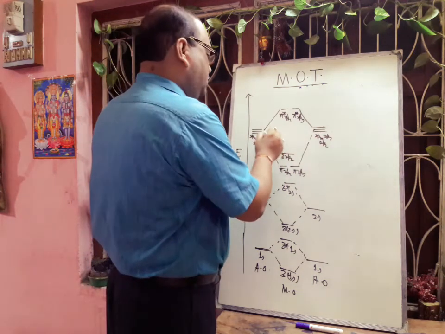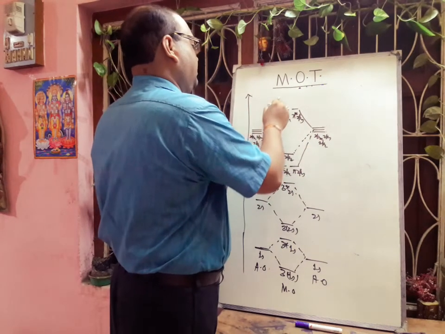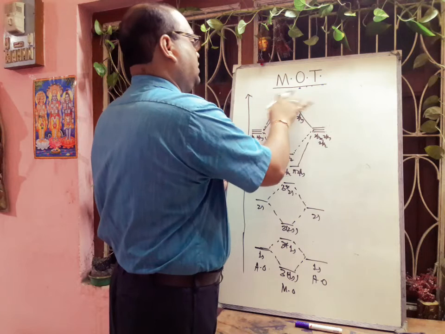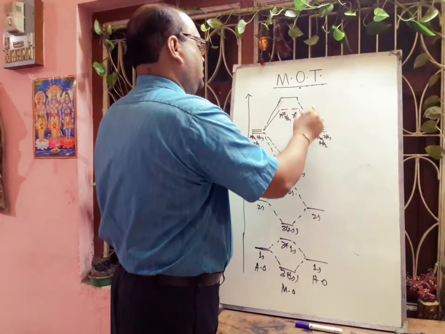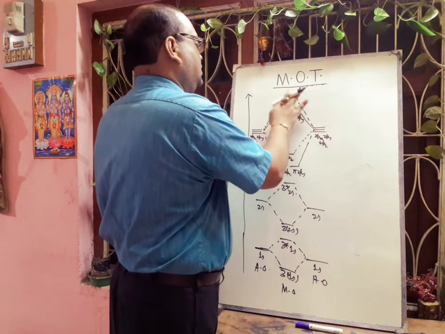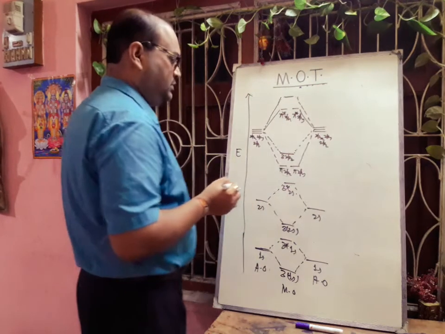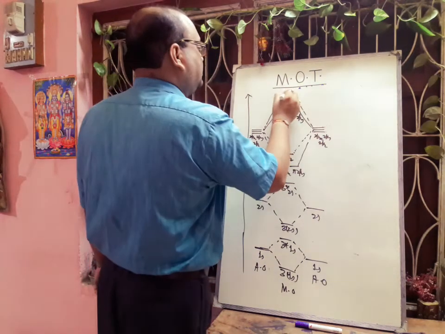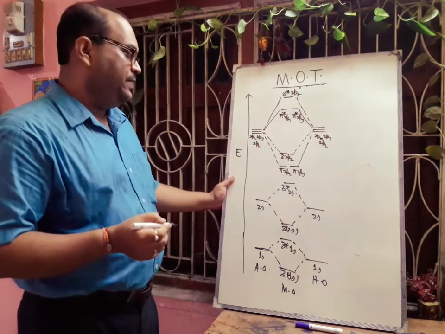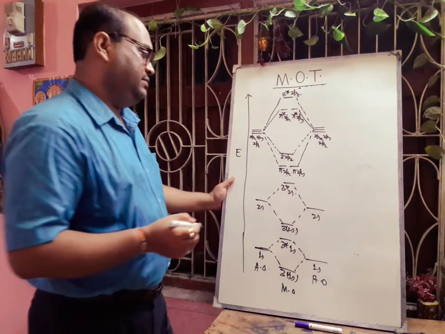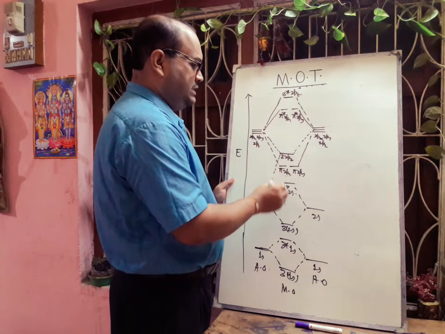And sigma will go to the highest energy level, sigma star. This one will be the position of the sigma star, that is sigma star 2pz. This will be at the higher energy. So what is happening here? There is sp mixing. This type of mixing is there.